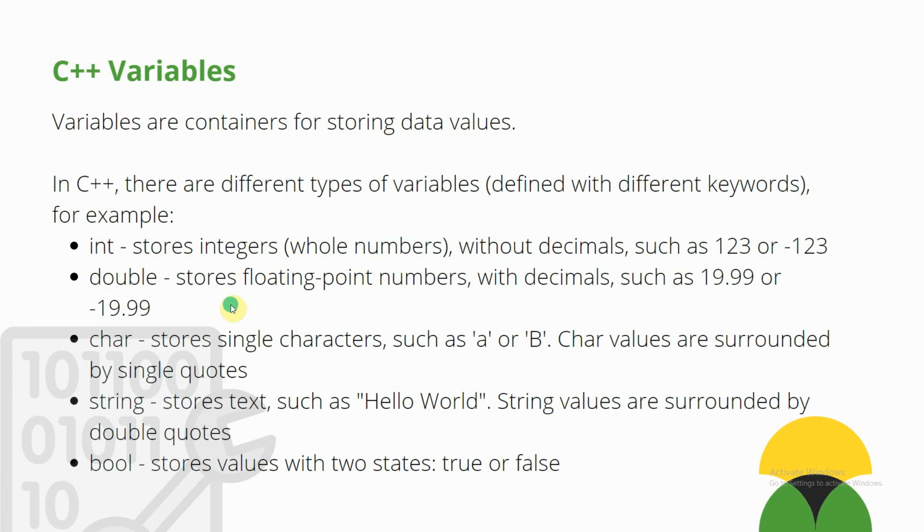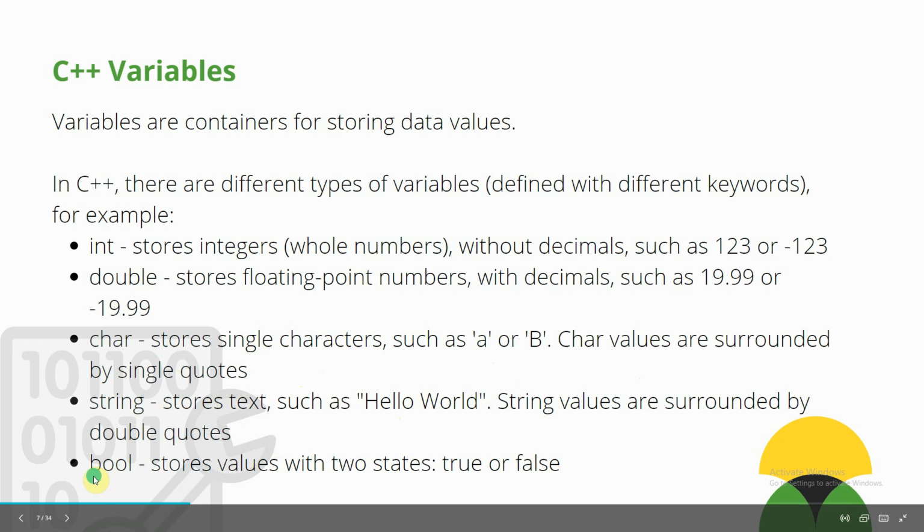Then we have double. This stores floating point numbers with decimals. An example is this one, 19.99 or negative 19.99. And also we have char, short for character. This stores single characters such as A and B, uppercase or lowercase, depending on the setup. And these are surrounded by single quotes when you put in a declaration for the variable. Now the string stores text, as in the hello world text. This is called a string, and it's surrounded by double quotes when you put in the declaration for the variable.